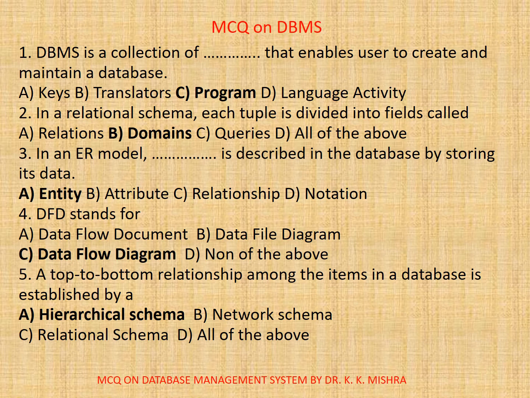Domains. Question number 3. In an ER model, dash is described in the database by storing its data. Options are A. Entity, B. Attribute, C. Relationship, D. Notation. Correct option is A. Entity.